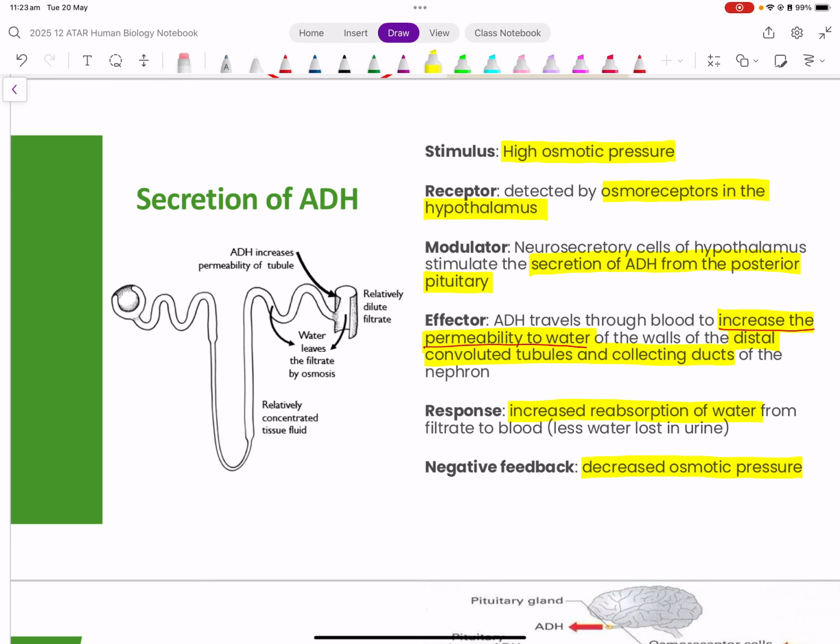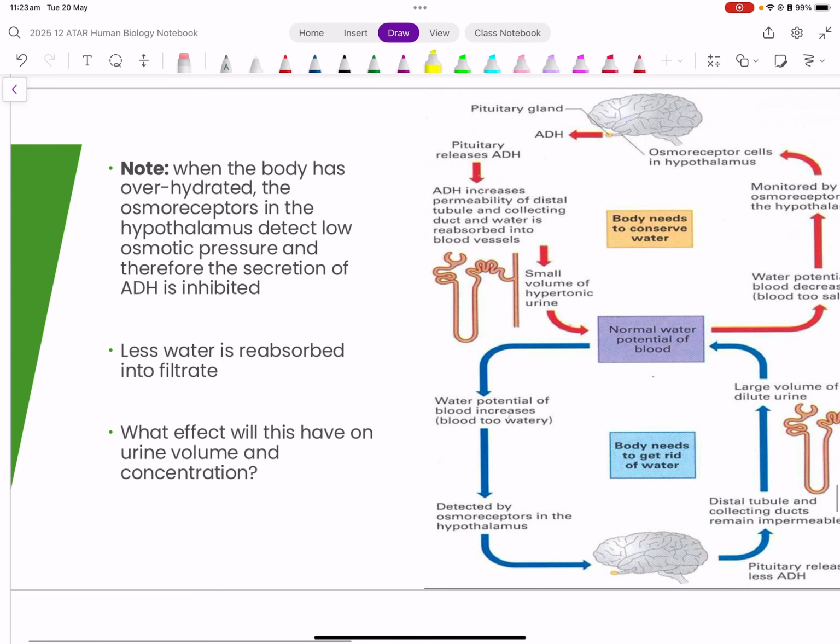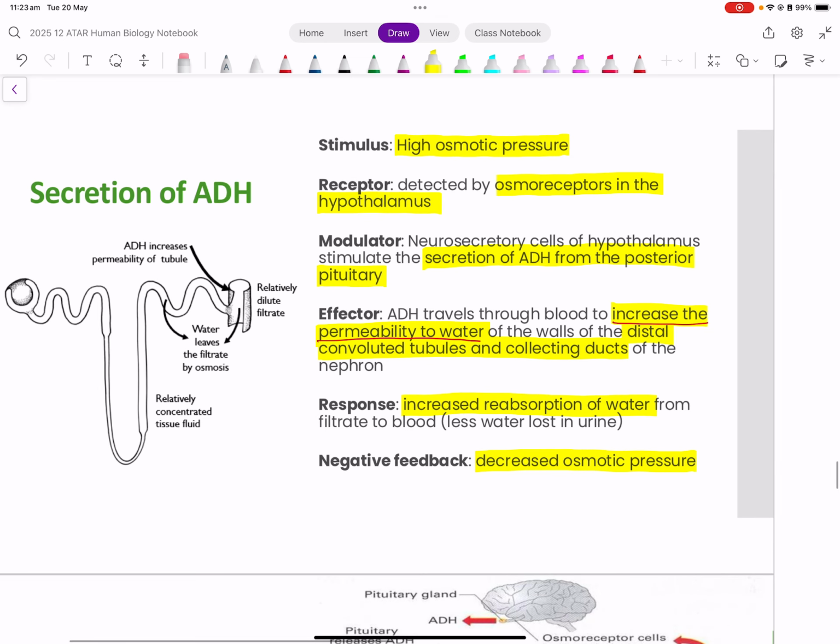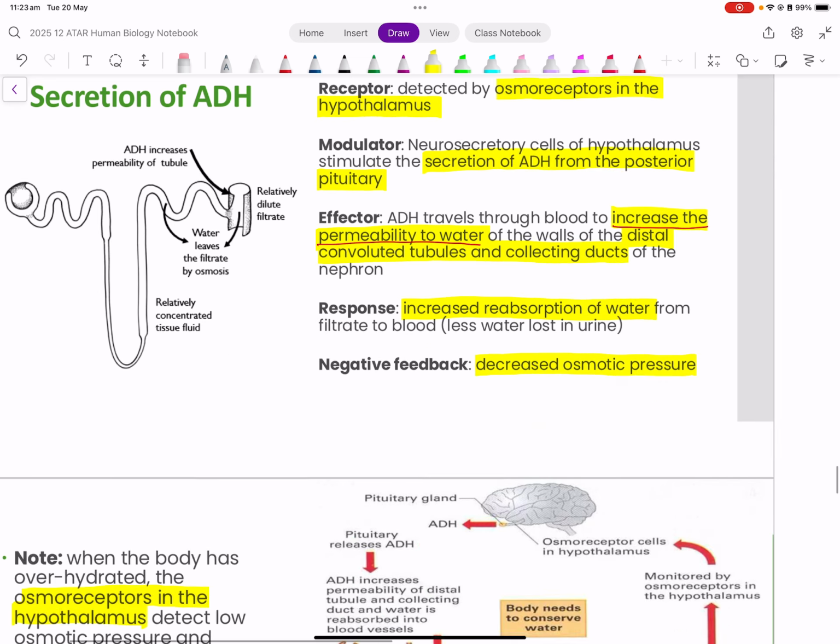So a quick note, when the body is overhydrated, those osmoreceptors that we spoke about in the hypothalamus detect a low osmotic pressure, and instead of going through the feedback mechanism that we've just spoken about, they are going to inhibit the secretion of ADH. And as a consequence, less water will be reabsorbed into the filtrate. And so this is just another alternative to this feedback loop that we've just discussed.